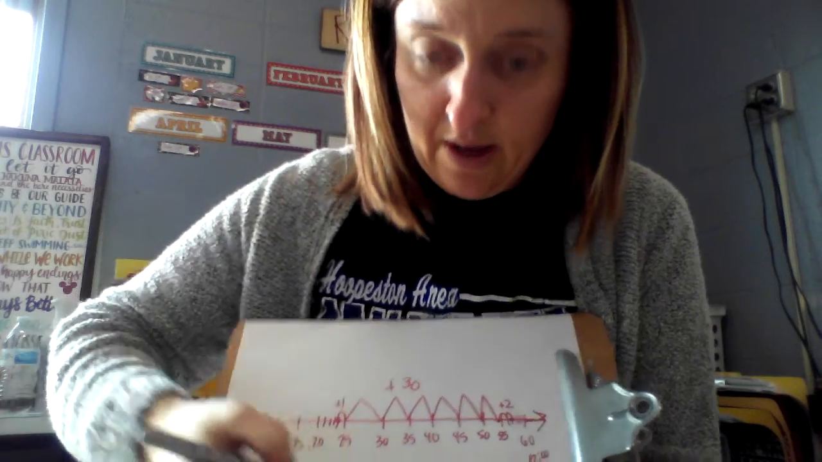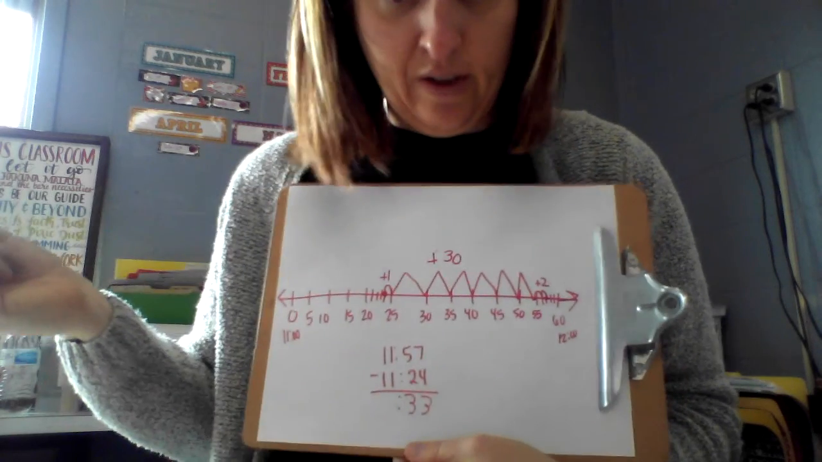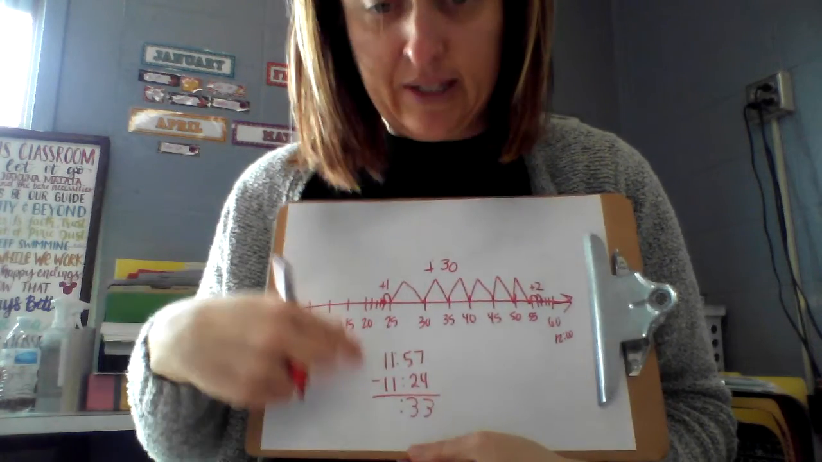Again, could I have taken 11:57 minus 11:24? Let's try it and see if we get 33 minutes. 7 minus 4 is 3. 5 minus 2 is 3. There you go. Either way, I get the same answer.